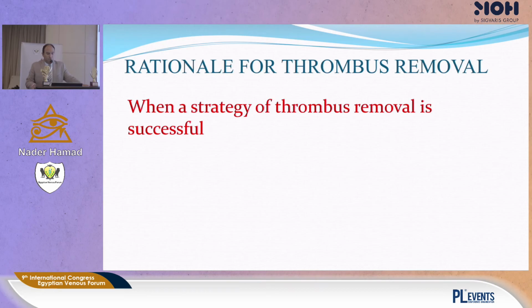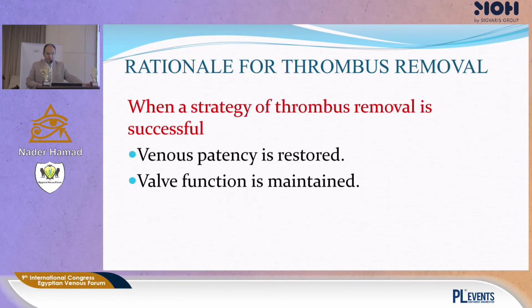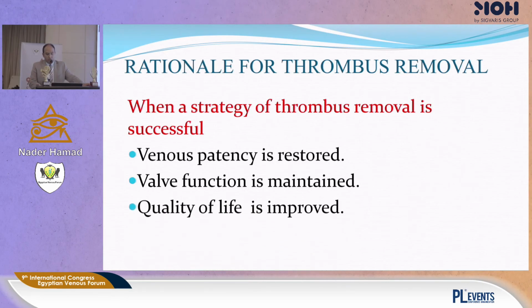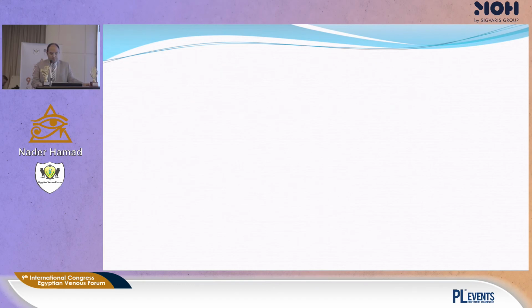So just to be clear, our aim when we have a patient with acute iliofemoral DVT is to remove the thrombus. The strategy that we have to adopt is to completely, or as well as we can, remove the thrombus. This will restore the venous patency, the valve function, and the quality of life, and the risk of recurrence will be reduced.